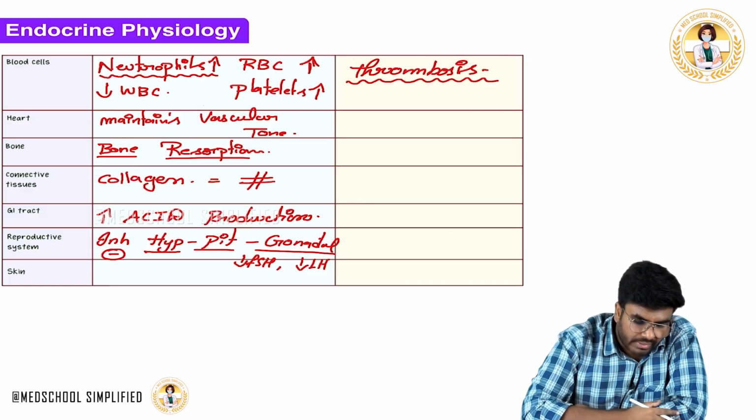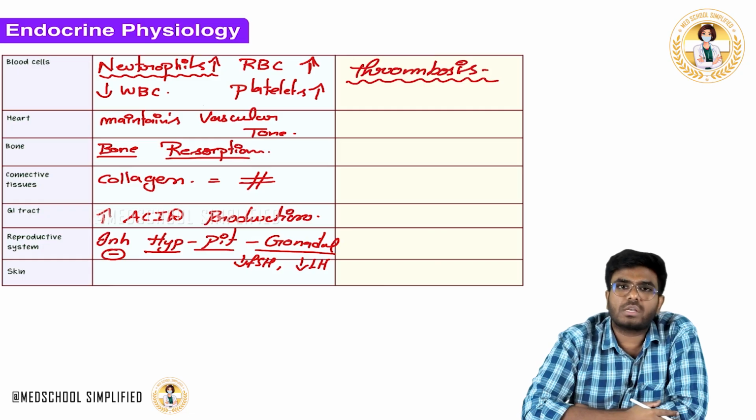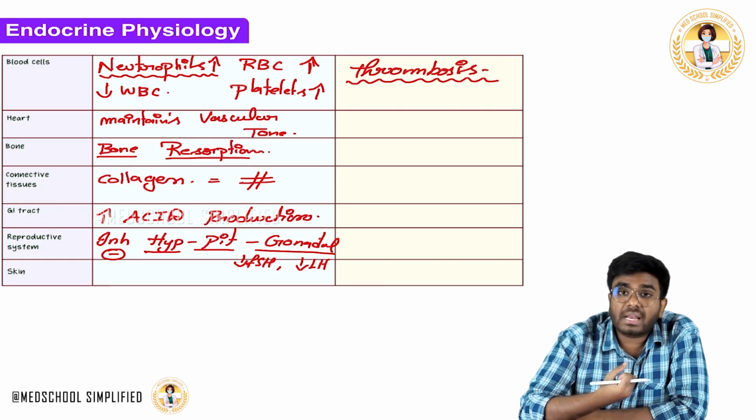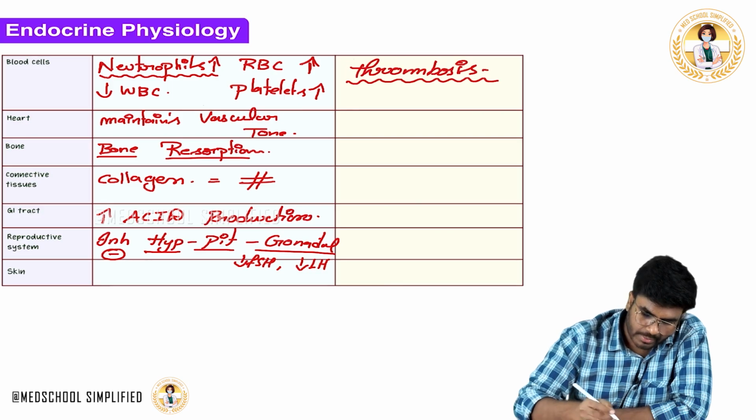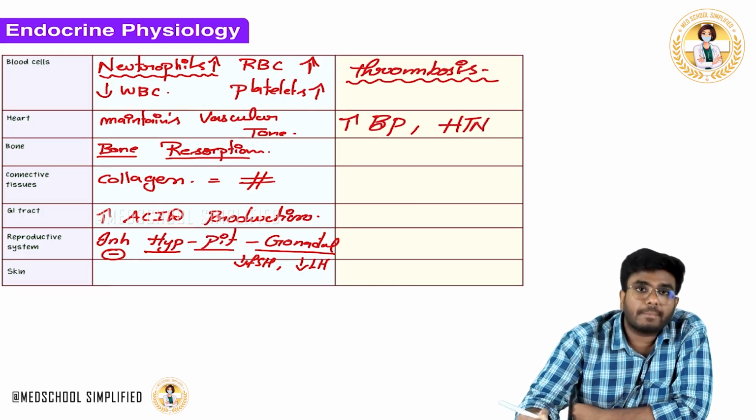Now, whenever there is excessive cortisol, what happens? The vessels are having more tone, in the sense they are constricting more powerfully. That increases the BP. Increased BP, or hypertension, is seen.